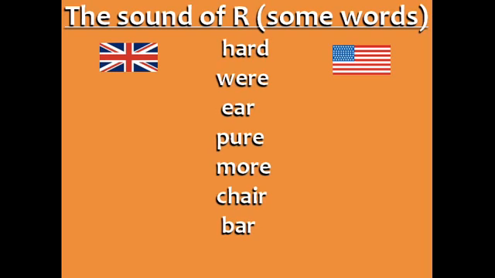The sound of the letter R is also a little bit different. The R is pronounced stronger in American English. Listen to the difference. Hard, hard, were, were, ear, ear, pure, pure, more, more, chair, chair, bar, bar.